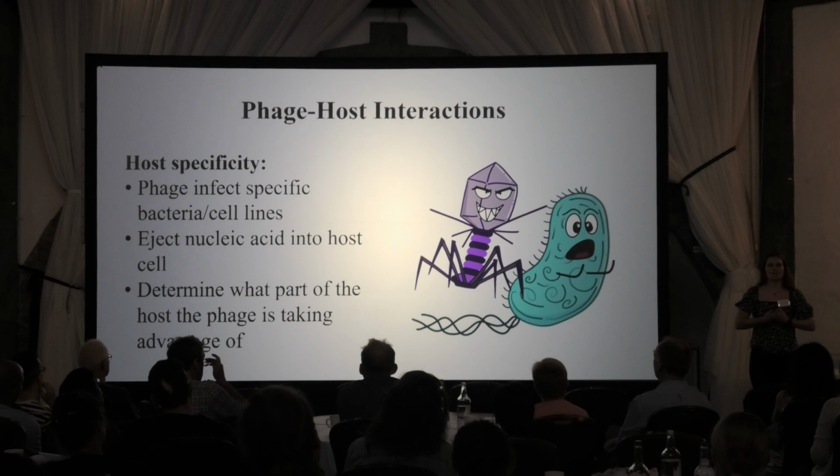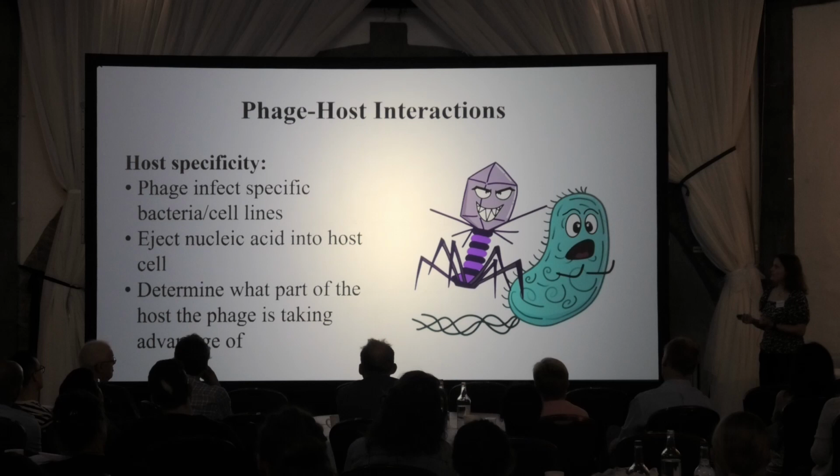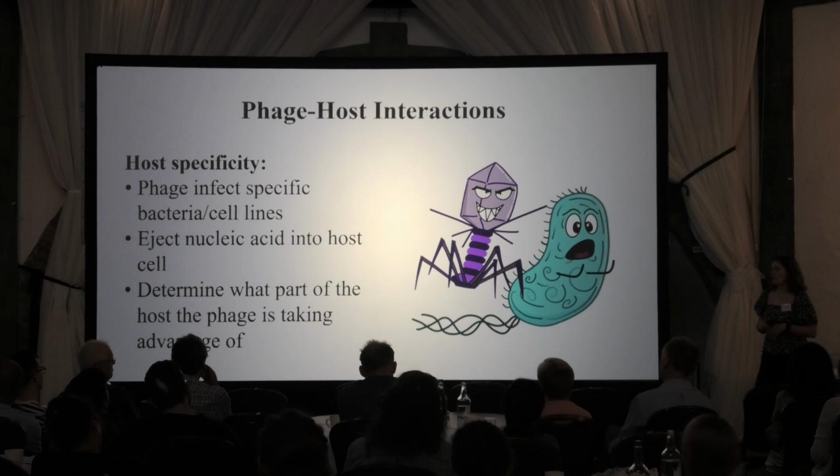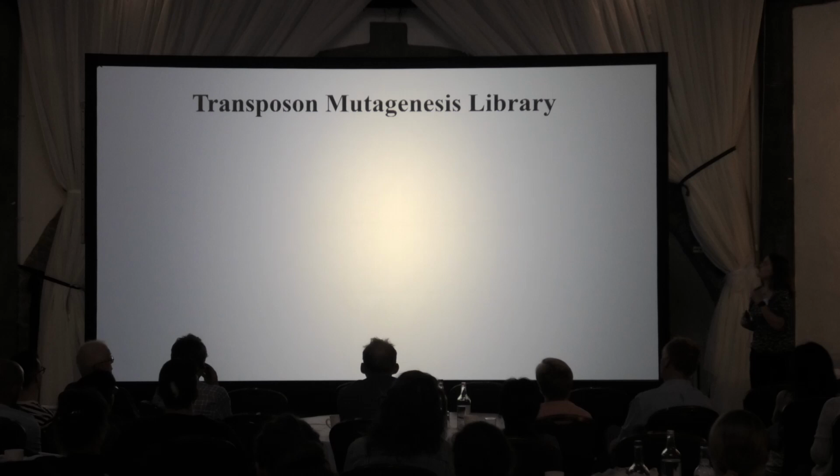So, host specificity. As I'm sure a lot of us are aware, phage infect specific bacterial lines and cell lines, and then they eject the nucleic acid into the host cell. We are looking to determine what part of the host the phage is taking advantage of to complete its life cycle. We can do that with a transposon mutagenesis library. This is my work right before I graduated.